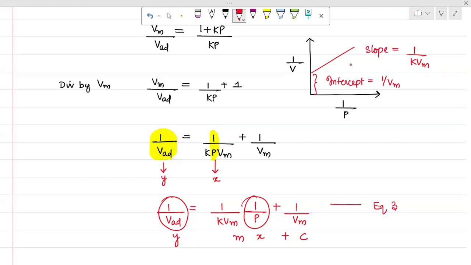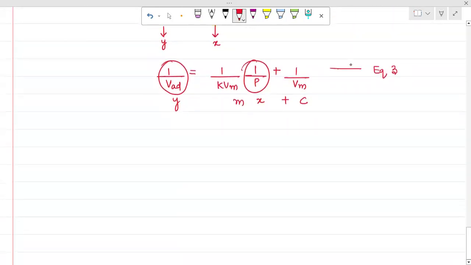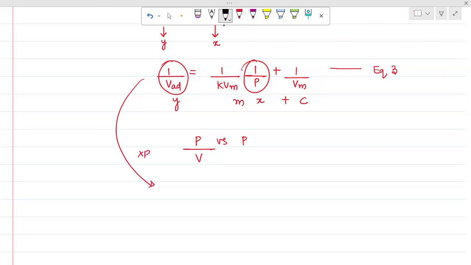And finally, there is one more equation that you want, which is P by V versus P. So the same equation 3, you just multiply it with P. That's all. Let's see what happens. When you multiply it with P, you get P by VAD is equal to 1 by KVm plus P by Vm.